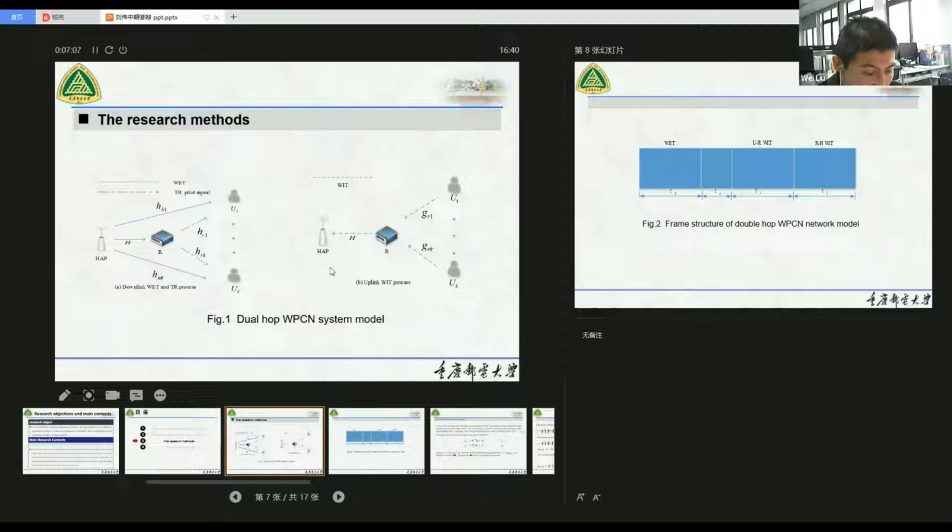In the first stage of uplink WIT, the terminal node uses the energy stored in the downlink WET stage to send the information to the relay node. And in the second stage of uplink WIT, the relay centrally processes the received signal and forwards it to the HAP. Define the channel gain from the relay node to the terminal node K as lowercase h_Rk.